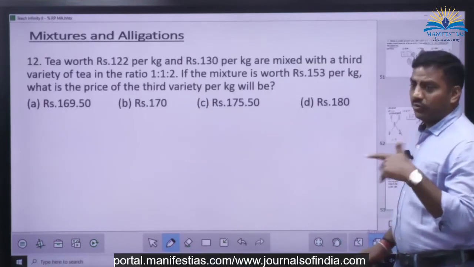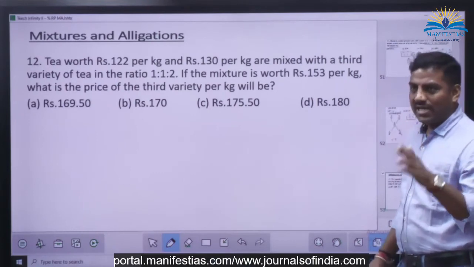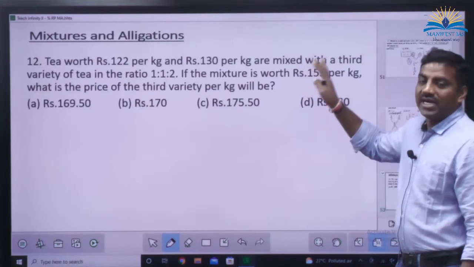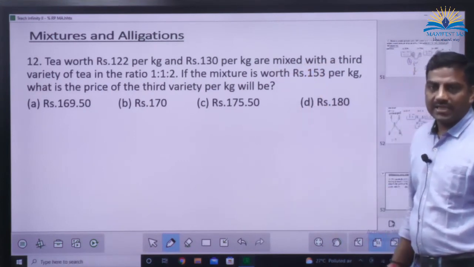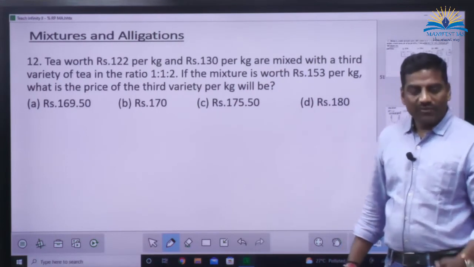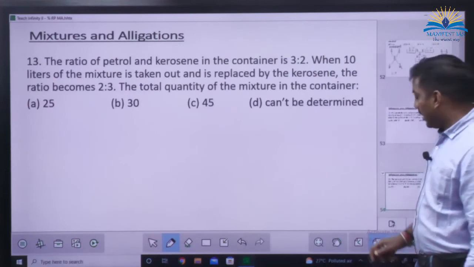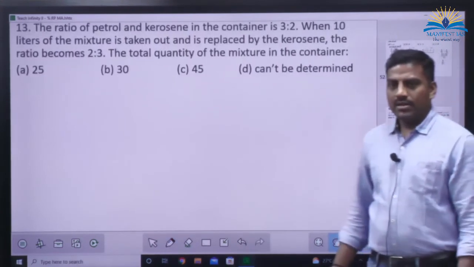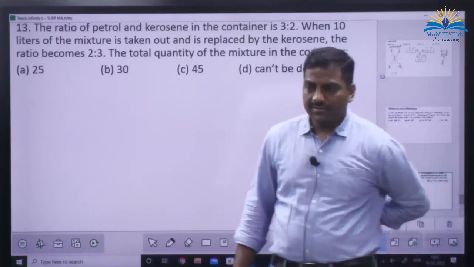This one, you take it as homework. This is nothing to do with cross. I mean, the cross method is there, but you can solve it with the traditional method. You just understand three varieties are there. They are mixed in different ratios. If you don't get it, I'll solve it for you. Then, this is one type of problem. Again, it needs your imagination properly.